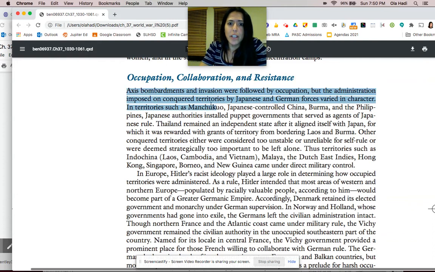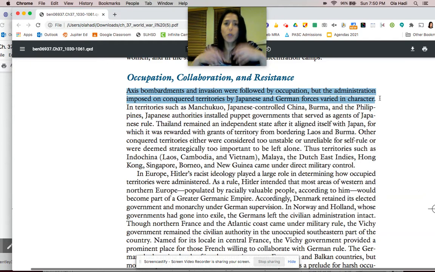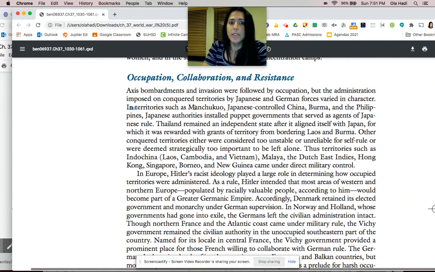Okay, so the administration, how they governed the areas that were occupied because of the war. So let's say Germany or Japan, when you went in and conquered an area, how do they govern it? How do they rule it? It differed. The answer is it depends. In certain areas, like Manchukuo and in Burma, Japan would install a puppet government. So that's a government that's essentially being controlled by the occupying power.